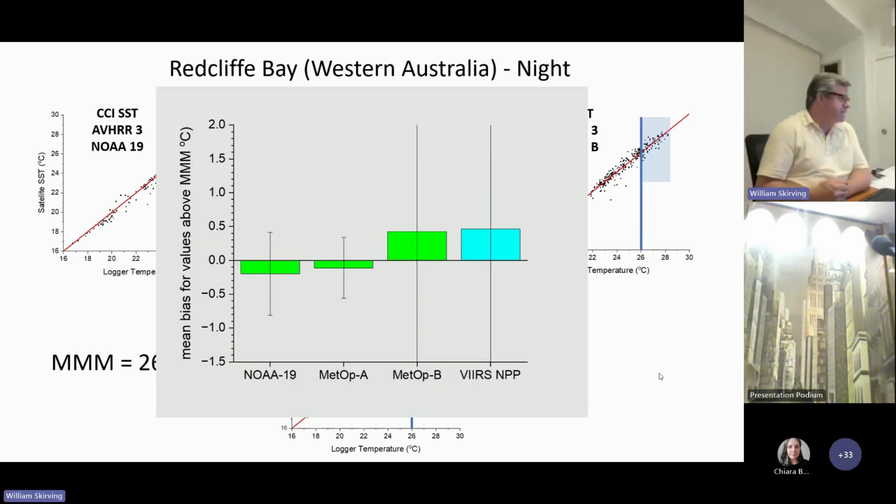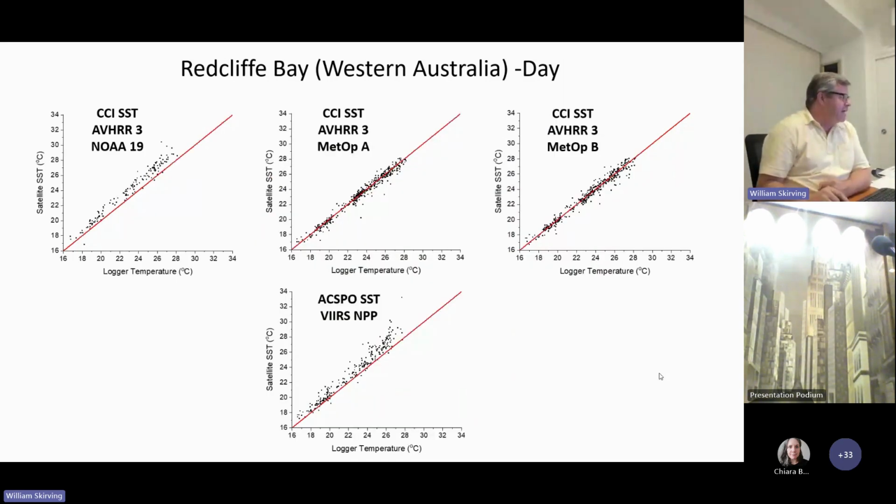Interestingly enough, VIIRS, this is the first time VIIRS doesn't sparkle at night, I might add. So that's an interesting question. Is this a consistent thing across all shallow water, not on a reef, or is this a one-off? We'll have to go find out. And for the daytime, this is a real weird one.